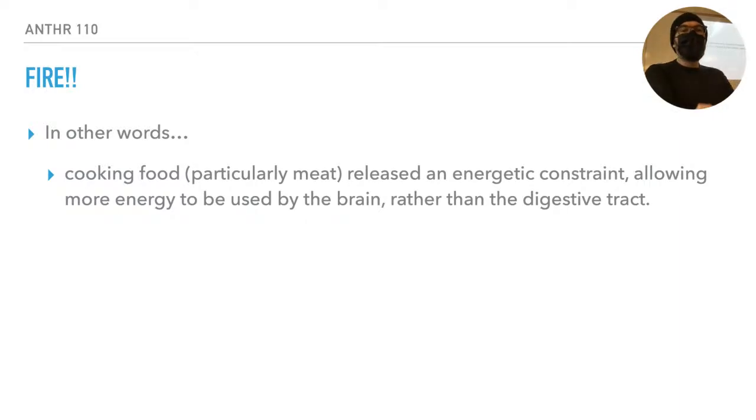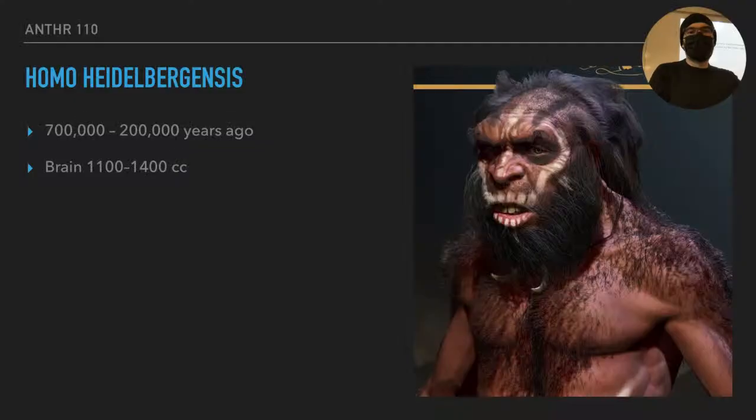Yeah, so cooking food, particularly cooking meat, releases an energetic constraint. It gives you more free energy. You don't have to use it digesting food. You can use it for other things, like running this supercomputer in your head. Well, maybe it's not a supercomputer yet, but we'll get there. All right.